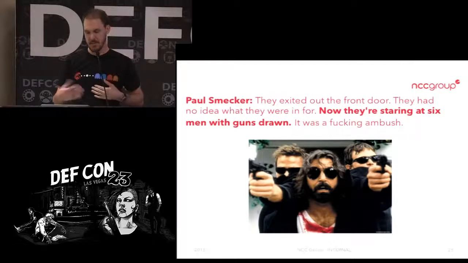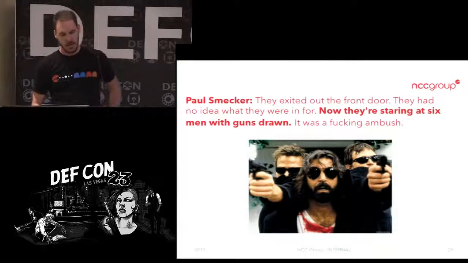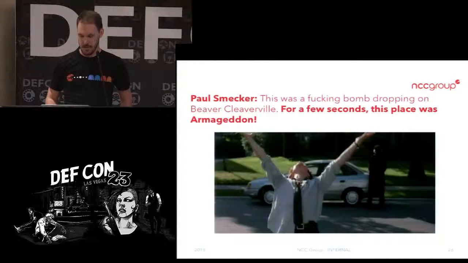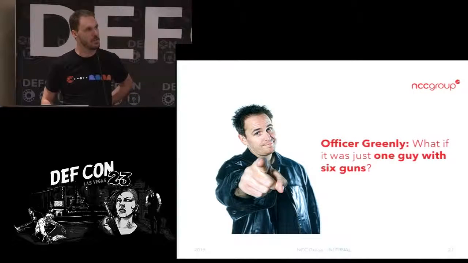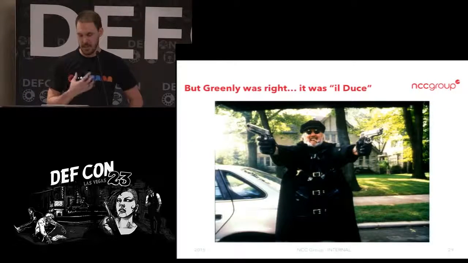But how I'd like to set this up is, being in Vegas, one of my favorite movies. There's this movie, Boondock Saints, where they come out of this house and they're staring at 6 guys with guns drawn, and it's a firefight, to paraphrase. And there's this bumbling investigator that says, what if it wasn't 6 guys with 6 guns, but 1 guy with 6 guns? And he's kind of an idiot, so Willem Dafoe's character says, shut up, you don't know what you're talking about. But really, Greenlee was right. It was 1 guy with 6 guns.